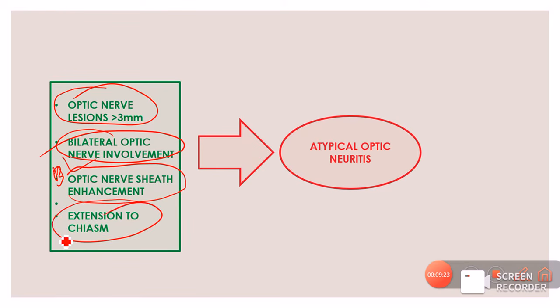Now where is the chiasm located? The chiasm is actually located intracranially, and our typical optic neuritis is actually limited to the orbits, right? So anything which is enhancing beyond the margin of the orbit or beyond the limits of the orbit and going to the intracranial region also should raise the suspicion about the atypical optic neuritis.